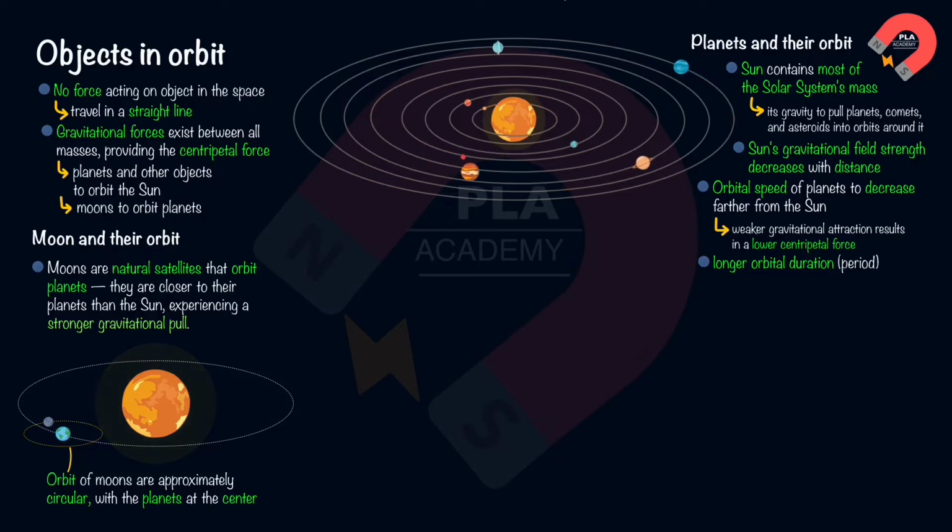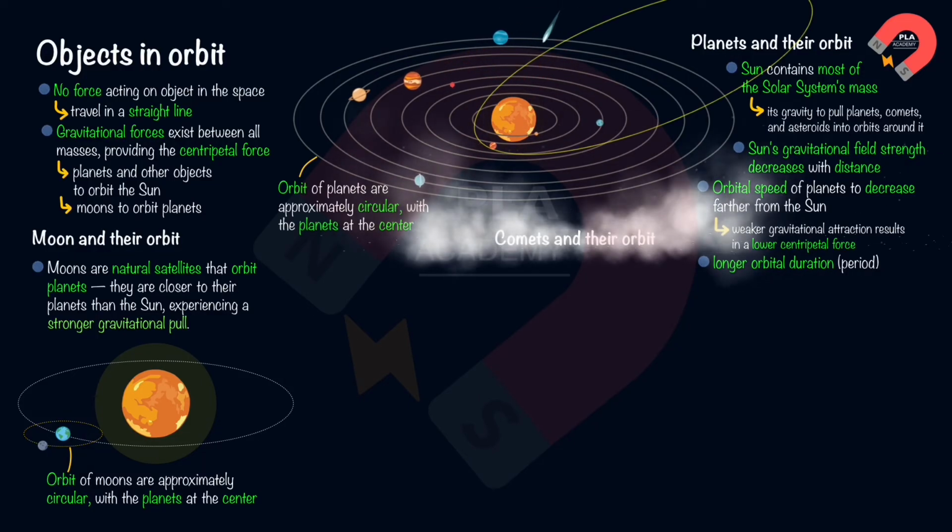These orbits are often not perfectly circular, but they are generally elliptical. Therefore, the orbits of planets are approximately circular, with the Sun at the center.